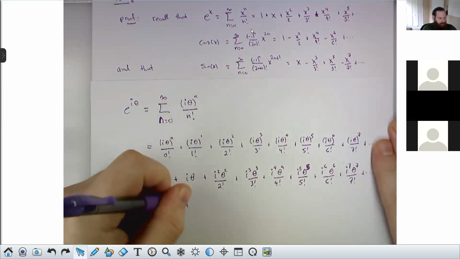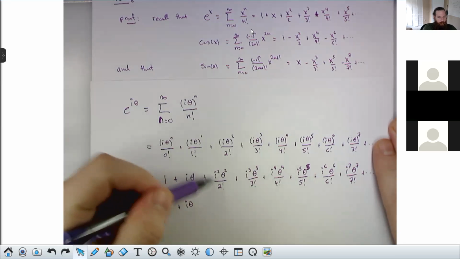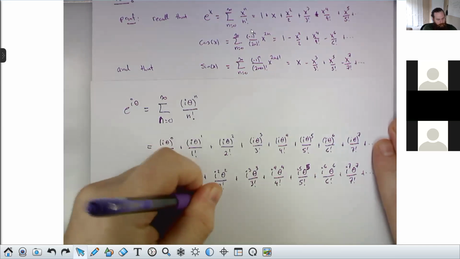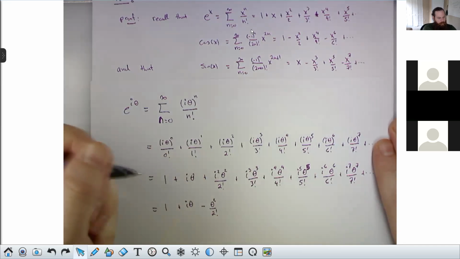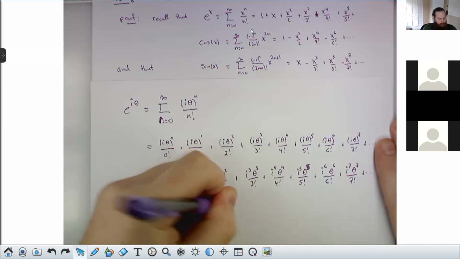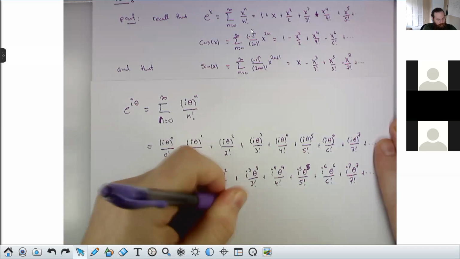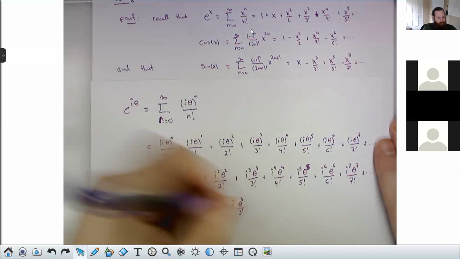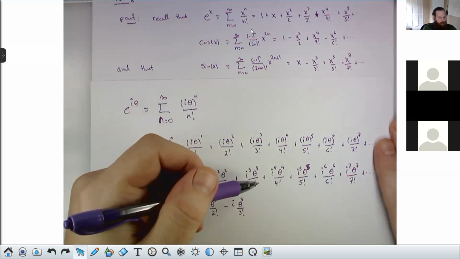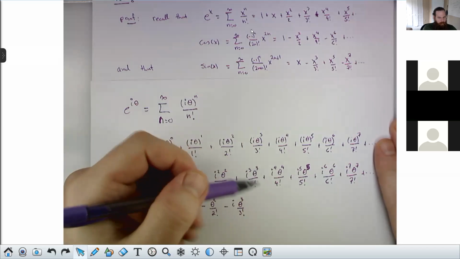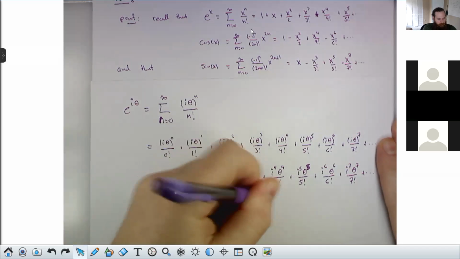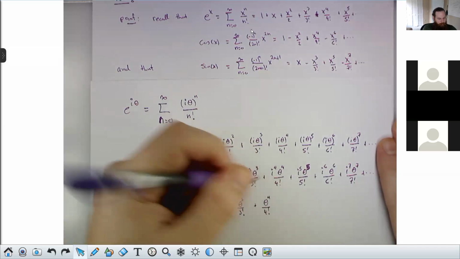1 plus i theta, nothing I can really do there. i squared, though, that's -1. So this is minus theta squared over 2 factorial. i cubed is -i, so this is minus i times theta cubed over 3 factorial. i to the 4, what was that? Well, i to the 4 is i squared times i squared. That's -1 times -1, so this is just +1. So this is plus theta to the 4 over 4 factorial.